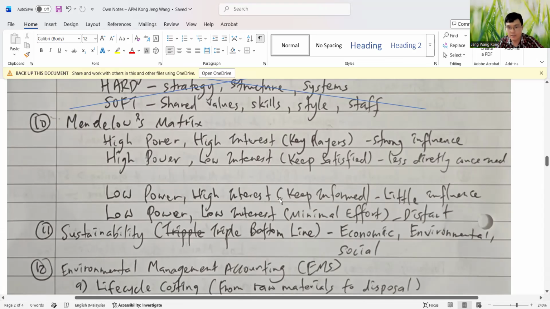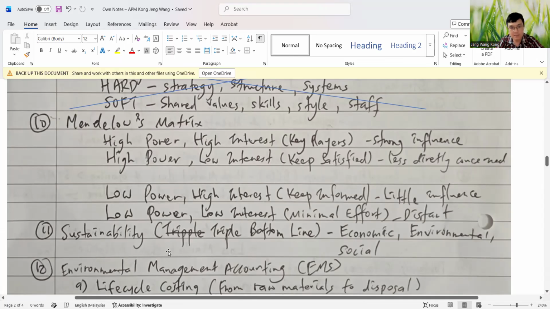Low power, high interest, keep informed, little influence, because they have low power but high interest. Low power, low interest, then minimal effort because that means a distant relationship with the company.